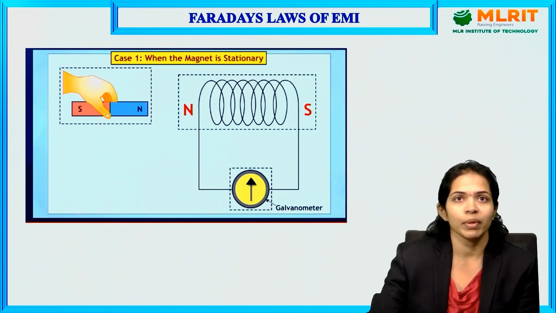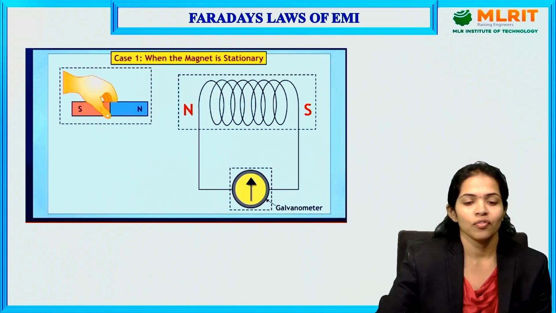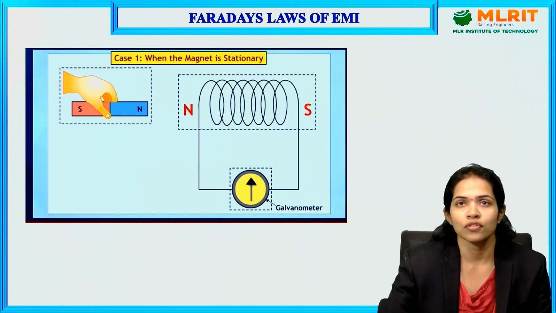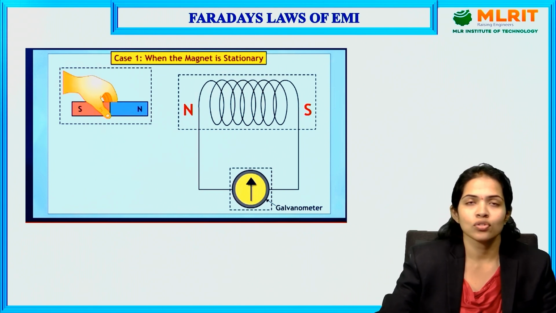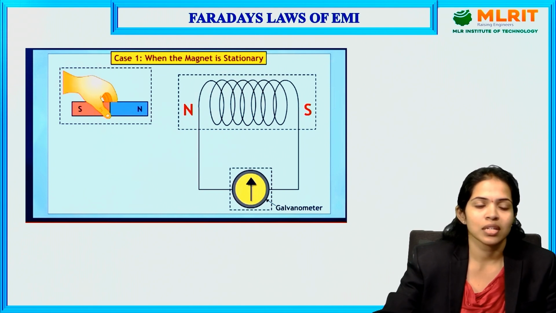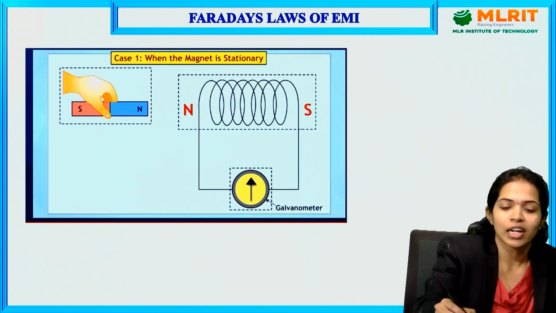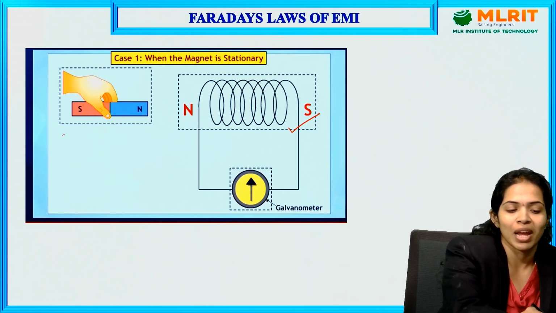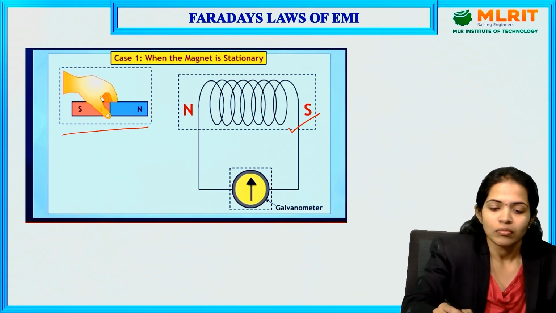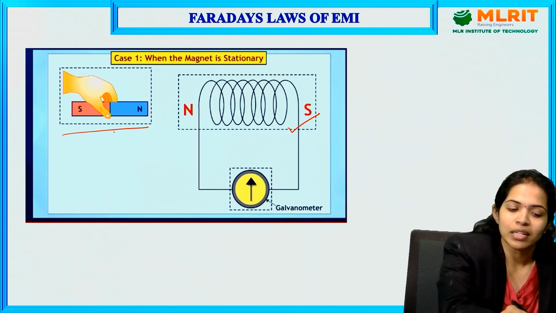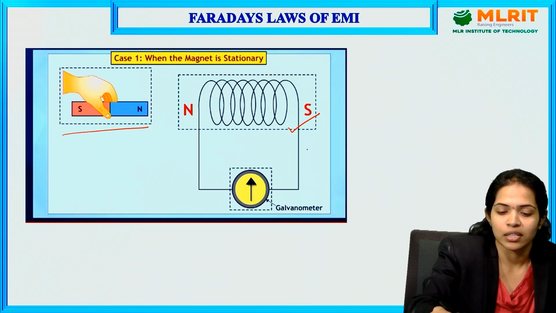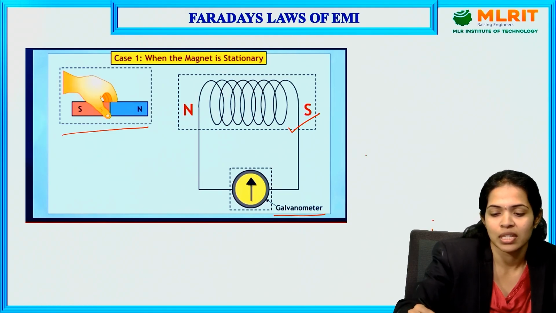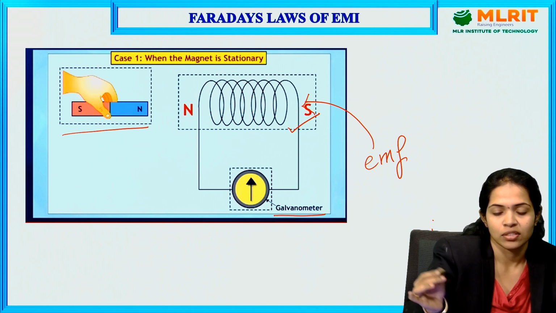So first, stepping into the working principle of a DC generator, we first discuss Faraday's laws of electromagnetic induction. Faraday's laws of electromagnetic induction state that when a current carrying coil conductor is placed in the presence of a magnetic field, when the magnet is stationary and the coil conductor is rotating, there will be a deflection shown in the connected galvanometer. That deflection shown in the galvanometer is nothing but the EMF induced in this coil conductor.